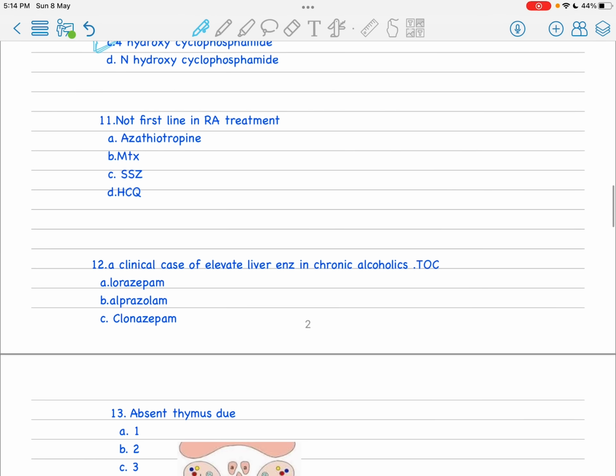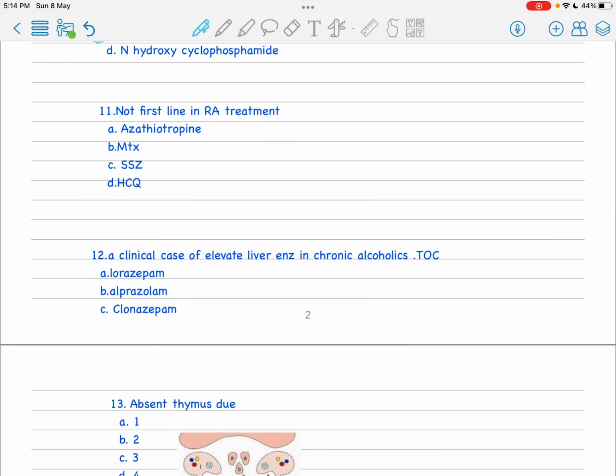Not first line treatment in case of rheumatoid arthritis, and you know methotrexate is used, sulfasalazine is used, hydroxychloroquine is used. So the answer should be azathioprine. Methotrexate is used also, no?